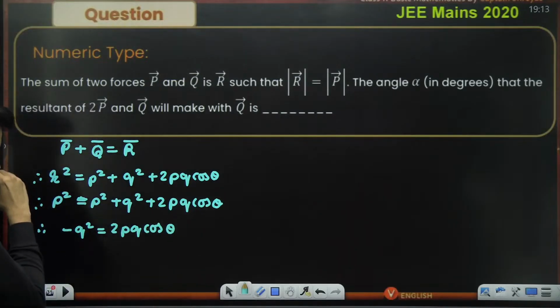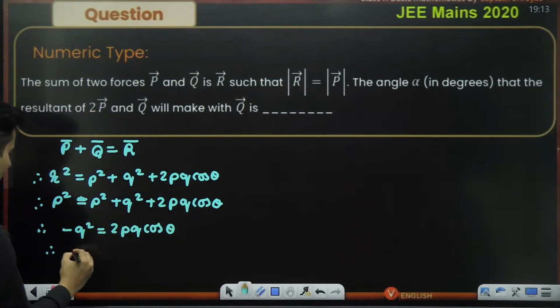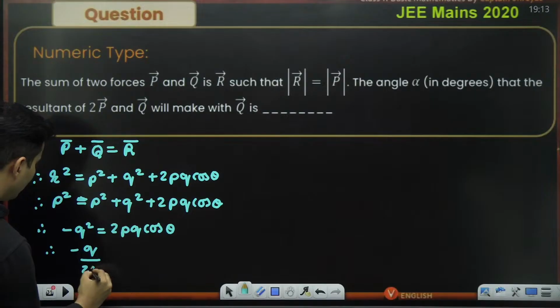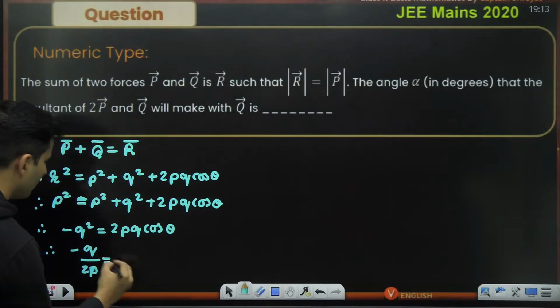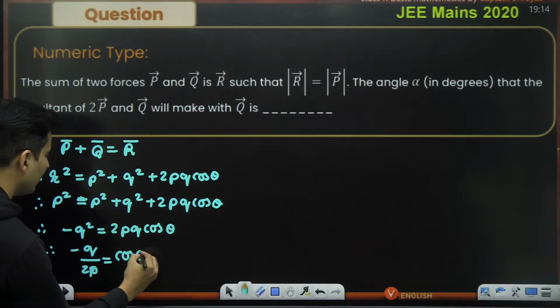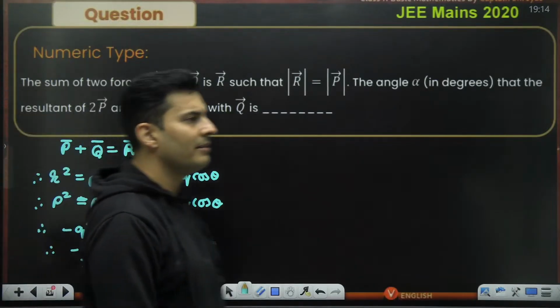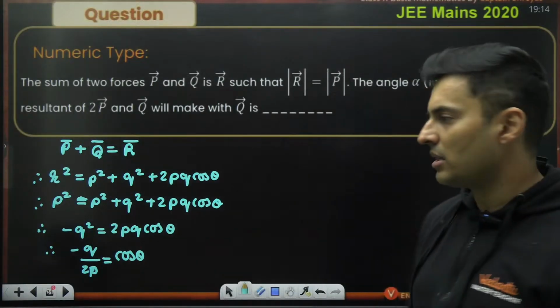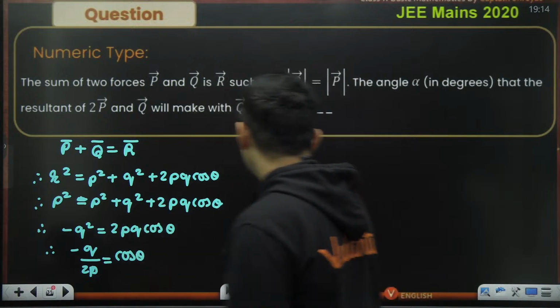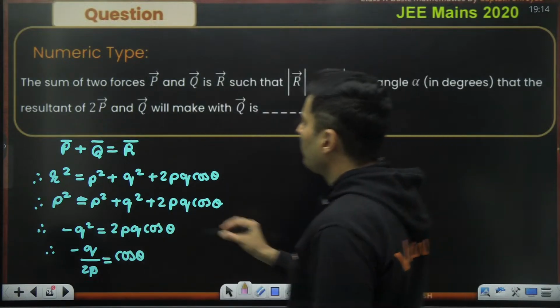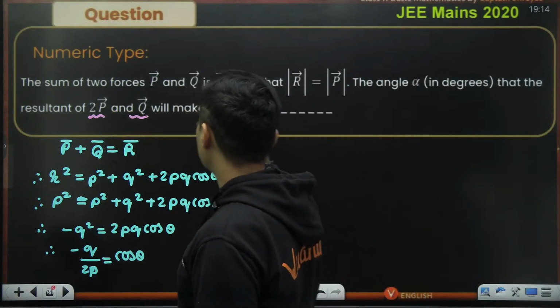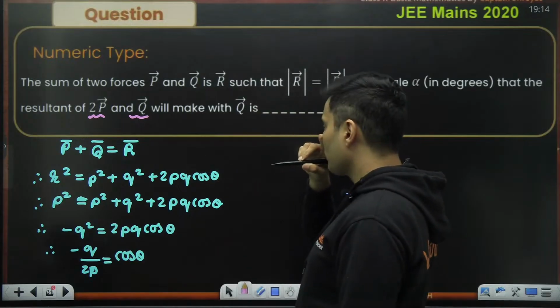So 2PQ cos theta. Q gets cancelled. So minus Q by 2P is equal to cos theta. I just get cos theta is minus Q by 2P. I'll just leave it aside. I can't do much. Okay, fine. That was the first part. Now, the resultant of this and this will make how much angle with Q?